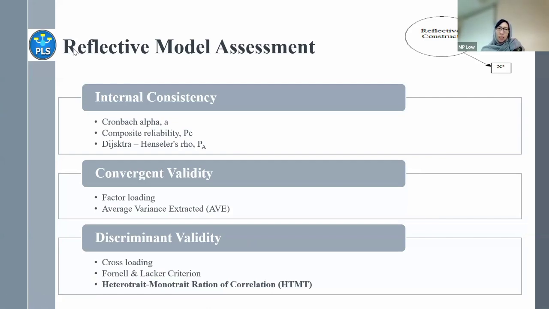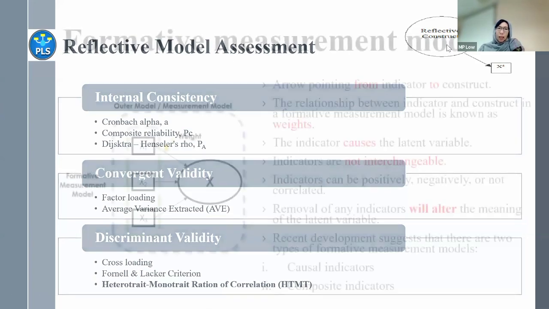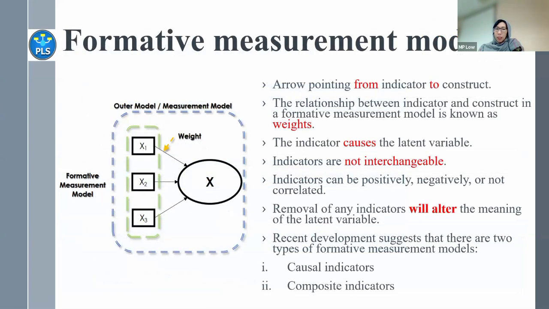All right, this is the typical reflective measurement model assessment, and we can also have a formative measurement model. Formative measurement, as I just explained, has the arrow pointing from indicator to construct.